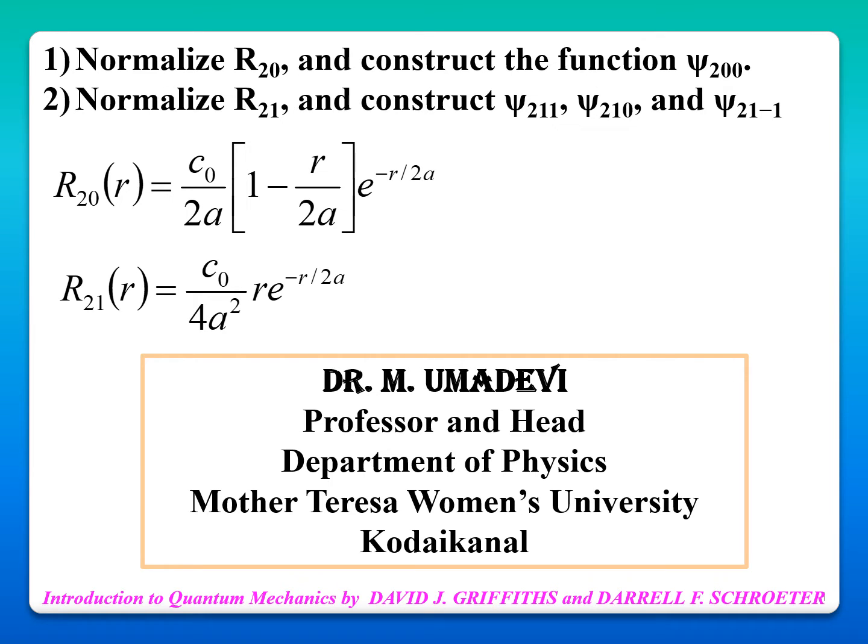Given the radial wave functions, R20 of r is C0 by 2a into 1 minus r by 2a, e power minus r by 2a. And R21 of r is C0 by 4a squared r e power minus r by 2a. I have taken this problem from Introduction to Quantum Mechanics by David Griffiths and Darrell Schroeter.